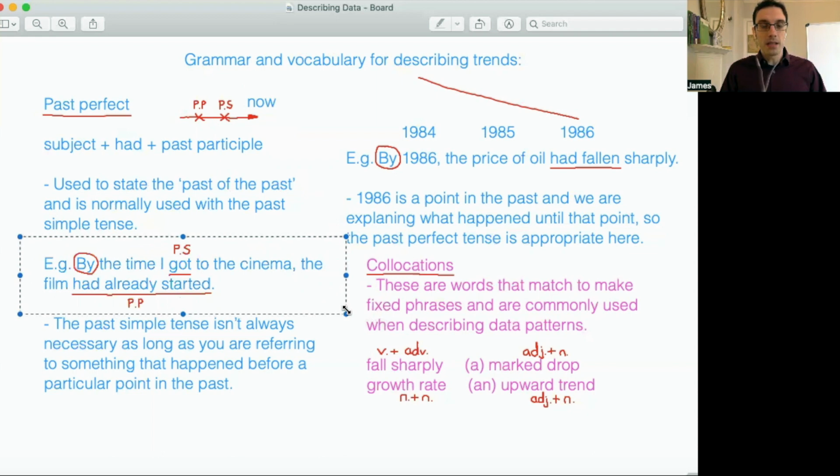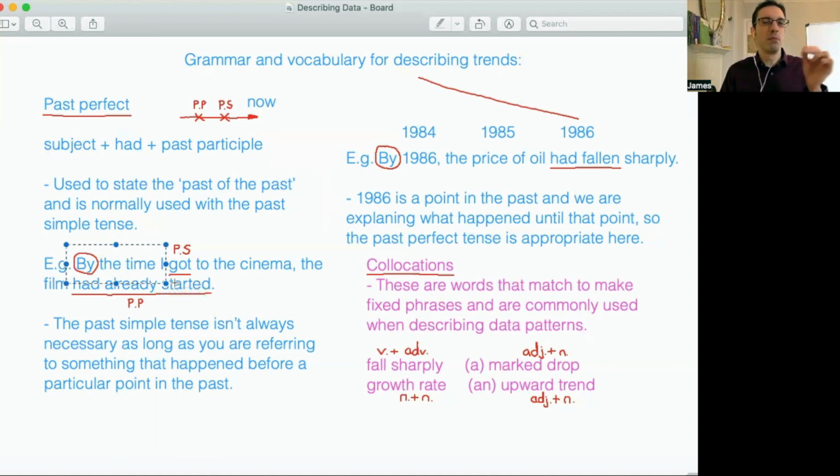So by the time I got to the theatre, the film had already started, okay? Now, as you can see, I'm actually not putting the first action first, and this is why this is useful. You can put the second action first, and of course, you'll know which action comes first because of phrases like by the time, which basically means before. You can replace it here with the word before, but you can also use the word after.